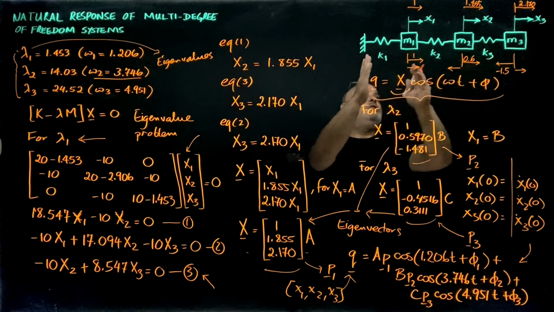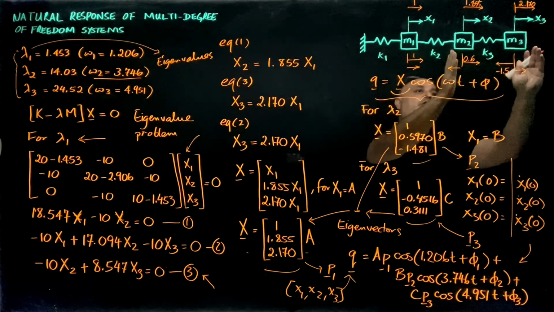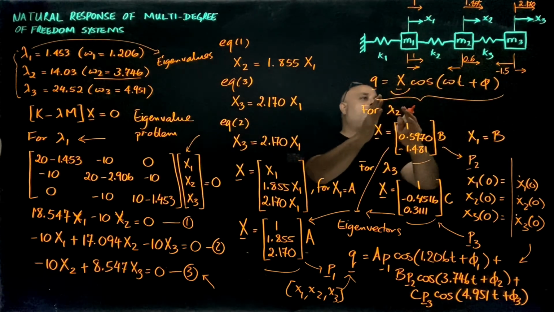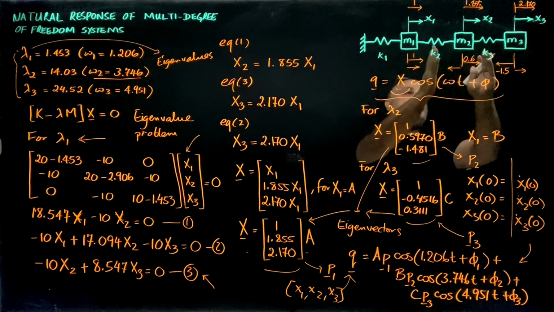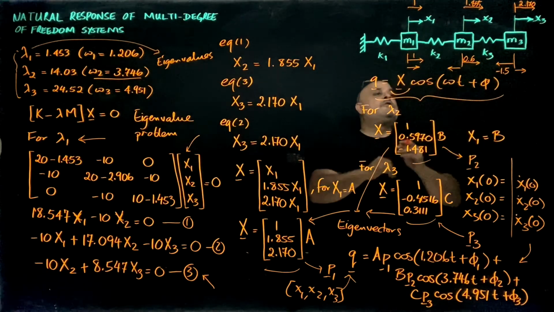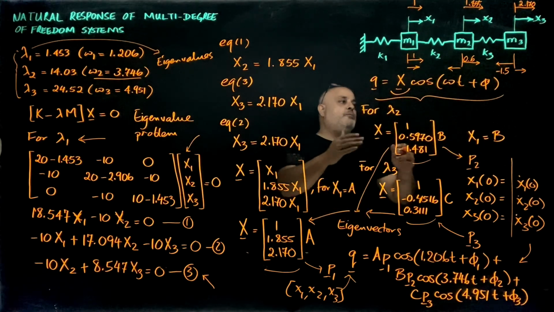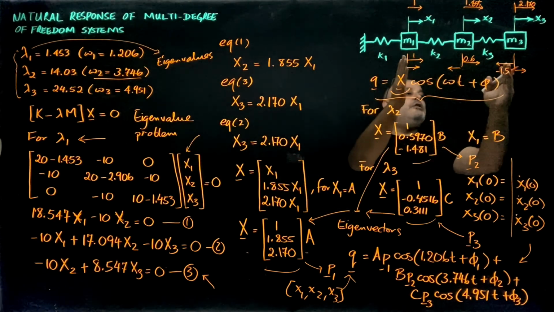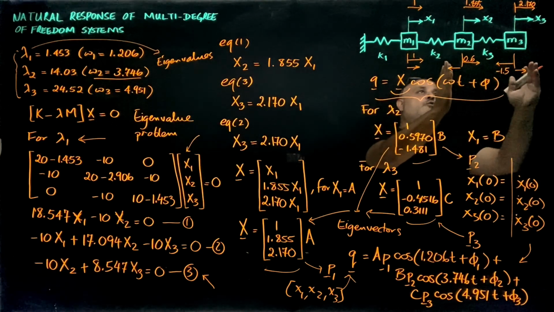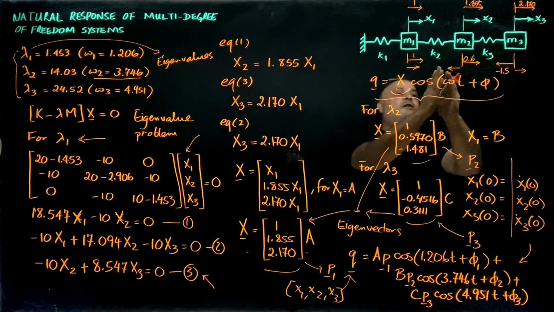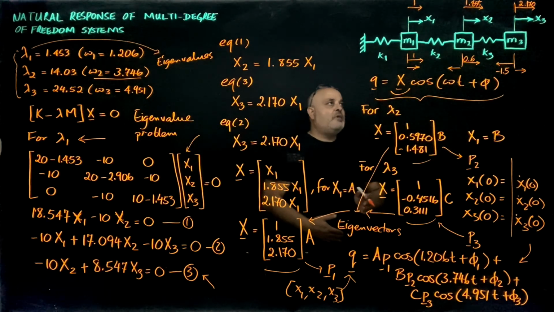The first mode, the 3 masses move together in one direction. The second mode, 2 masses move in one direction, and the third mass moves in the opposite direction. The third mode, the first and third mass move to the left, and M2 moves to the right.